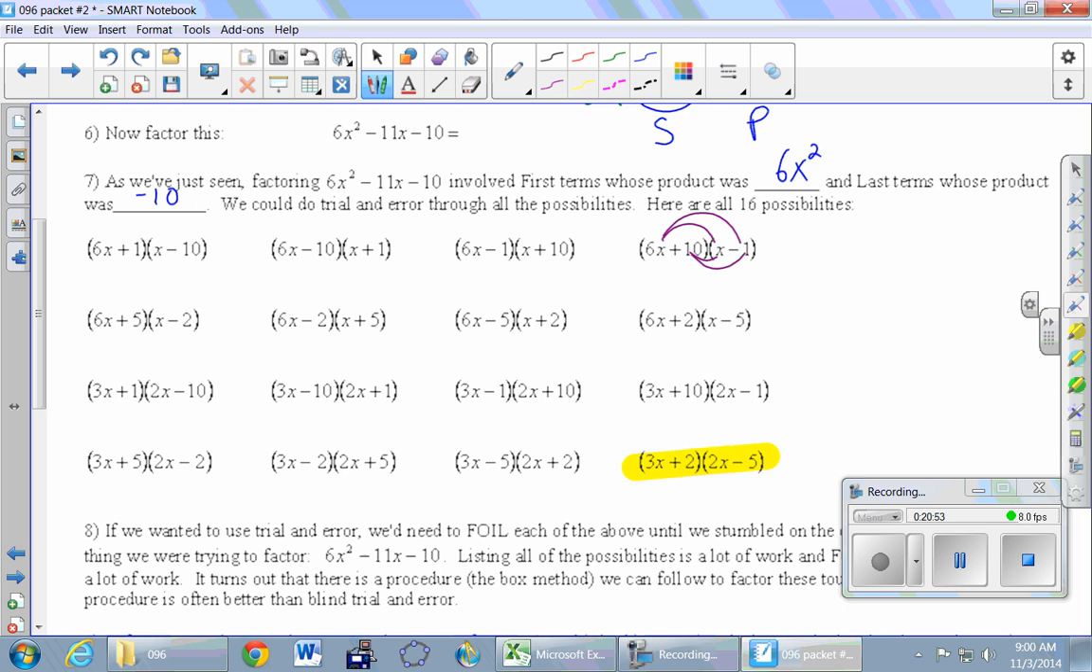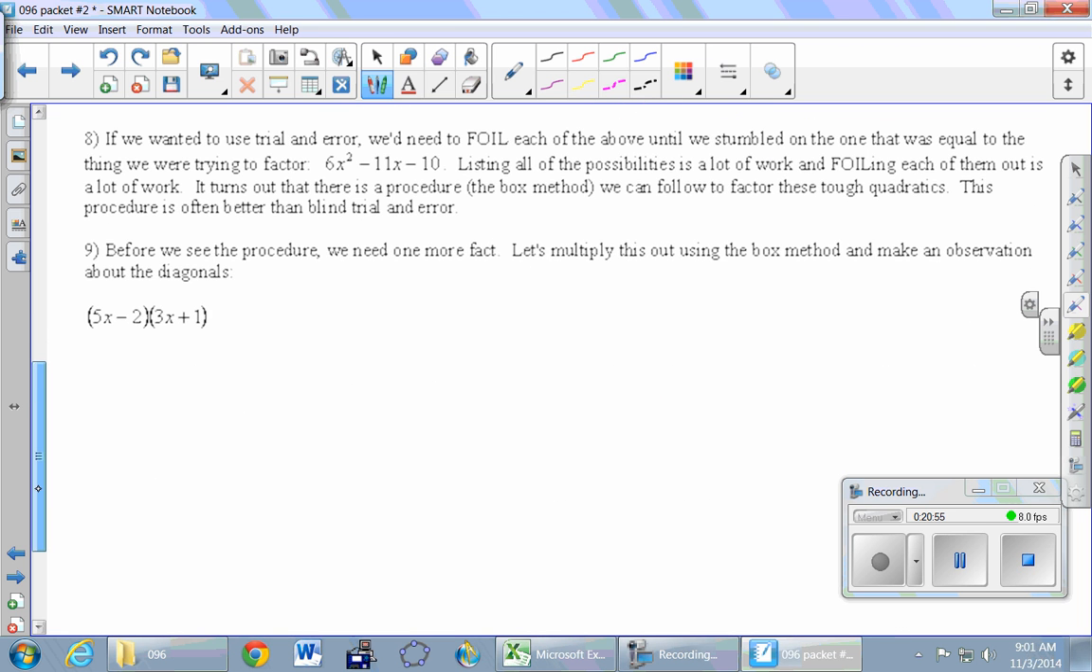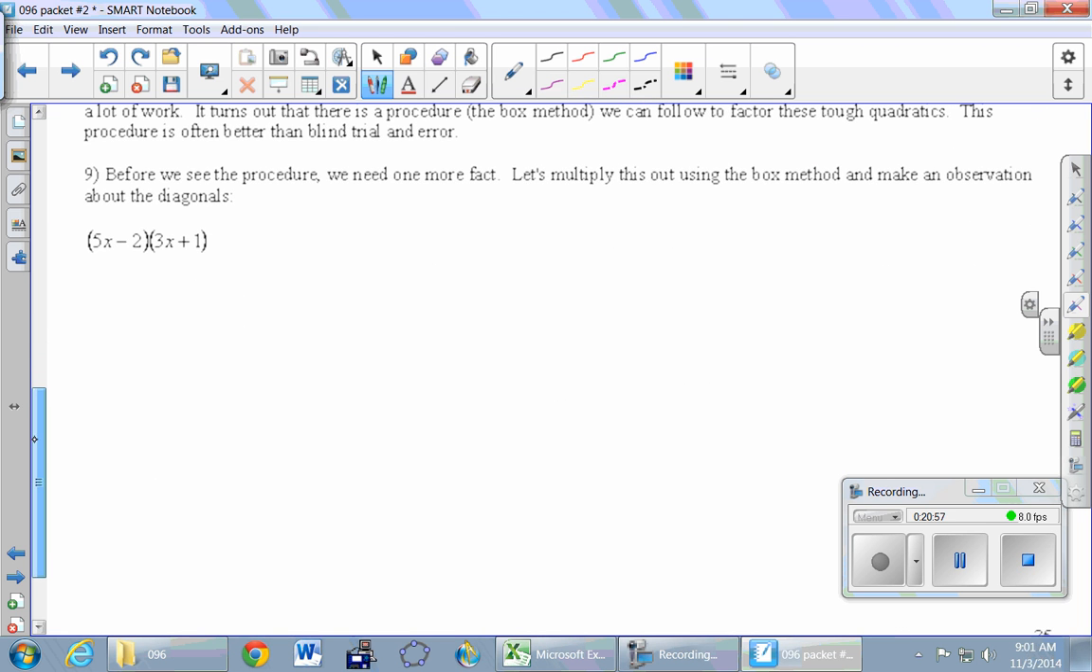Okay, so if you want to do trial and error, no problem. But if you want another method, and I think this is a better method, then we're going to see it here. So one last observation we need before we can actually do this new method, which starts on the next page.